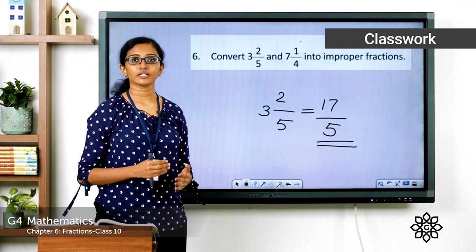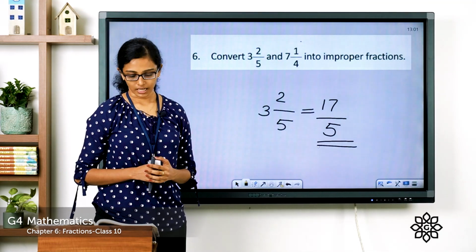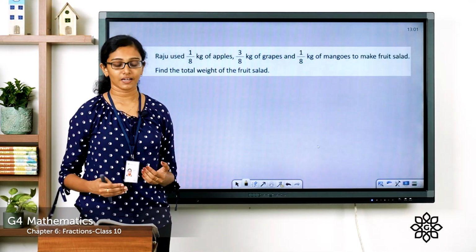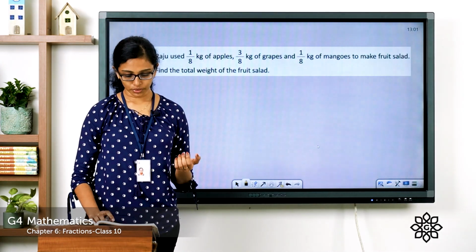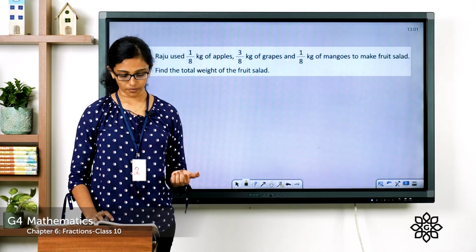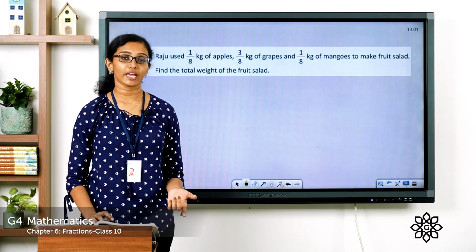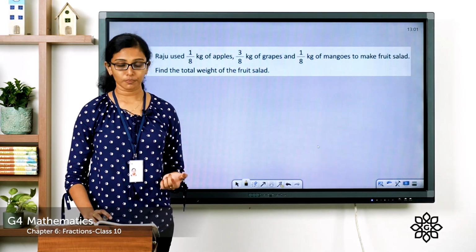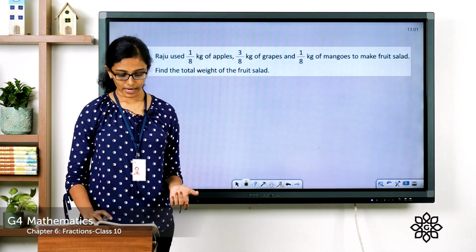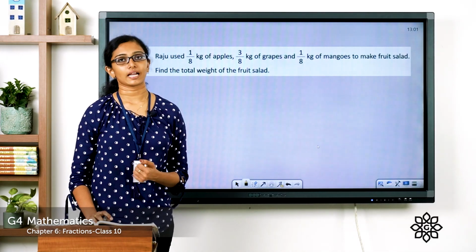Similarly, you can do the other question in your notebook. Now the next one, question number 7. Raju used 1 by 8 kilogram of apples, 3 by 8 kilogram of grapes and 1 by 8 kilogram of mangoes to make fruit salad. Find the total weight of the fruit salad.